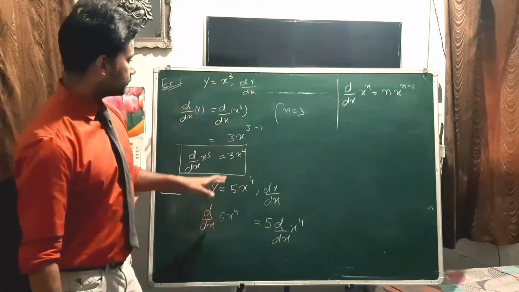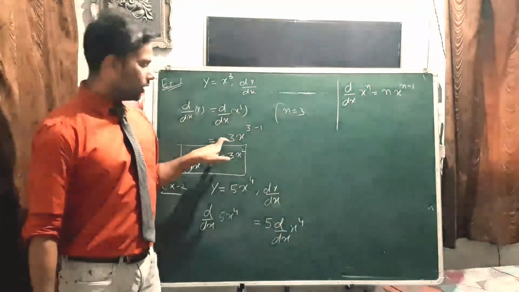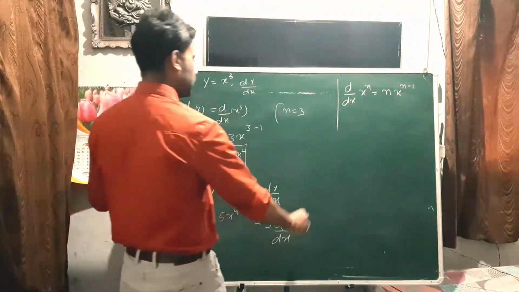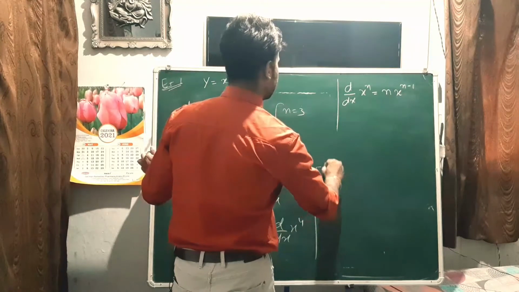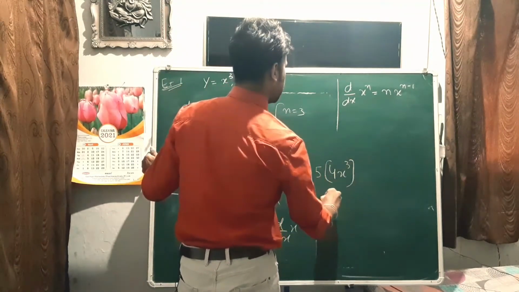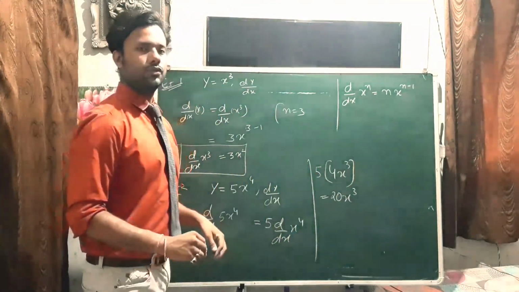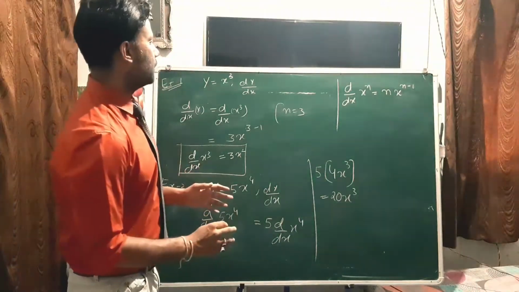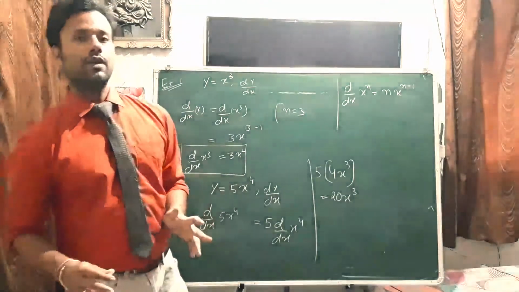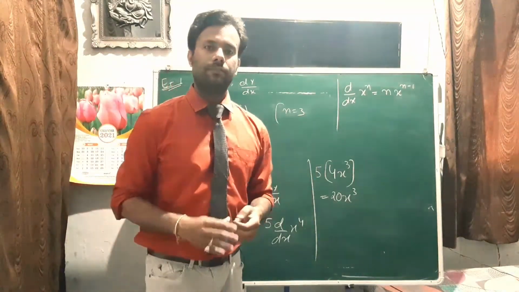Now it's simple. Apply the same formula here. In the previous case, n was 3. Now in this case, n is 4. What is the formula? n x to the power n minus 1. So this will become 5, n is 4. So 4x cube, that will be 20x cube. So that's how we solve differentiation. Now if these are single functions, x cube, 5x to the power 4, and if we have the function in terms of an equation, then how can we solve this?